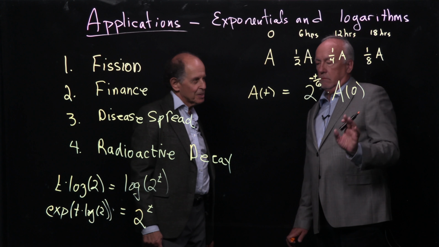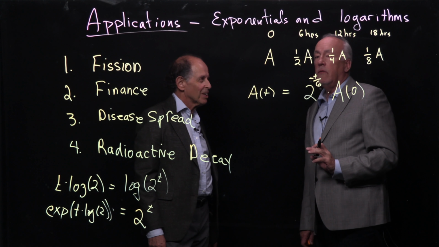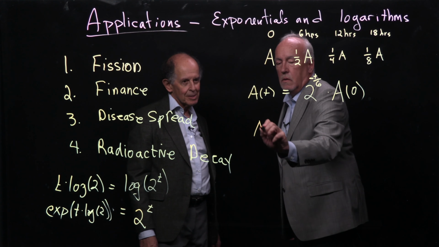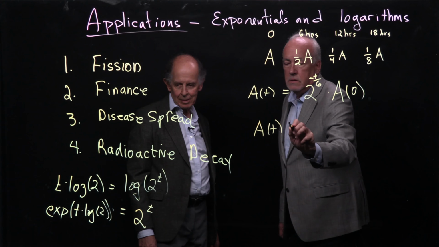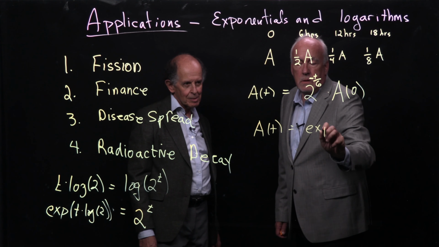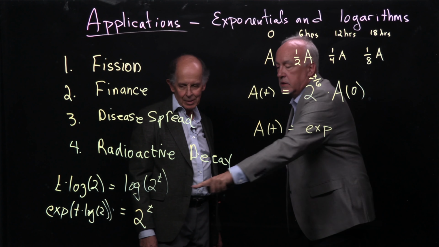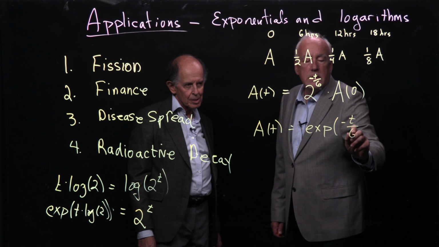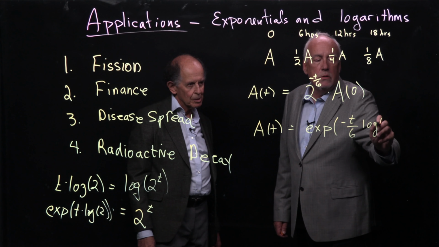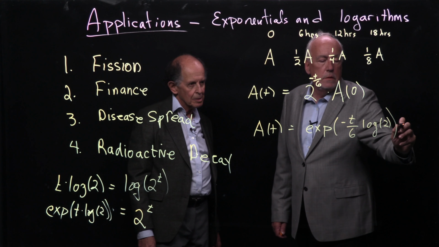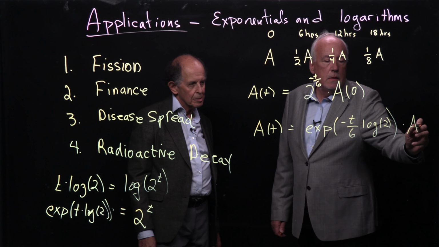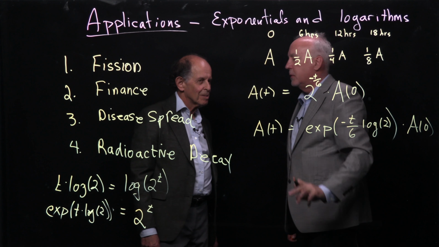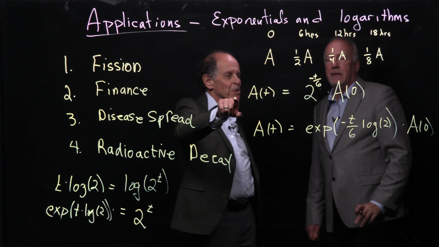Now, mathematicians often like to write this using their exponential function. So you can write this as the exponential of minus t over 6 times logarithm of 2, times a0. Let me ask you honestly, Matt, do you like this formula or do you like this formula? This one makes perfect sense.